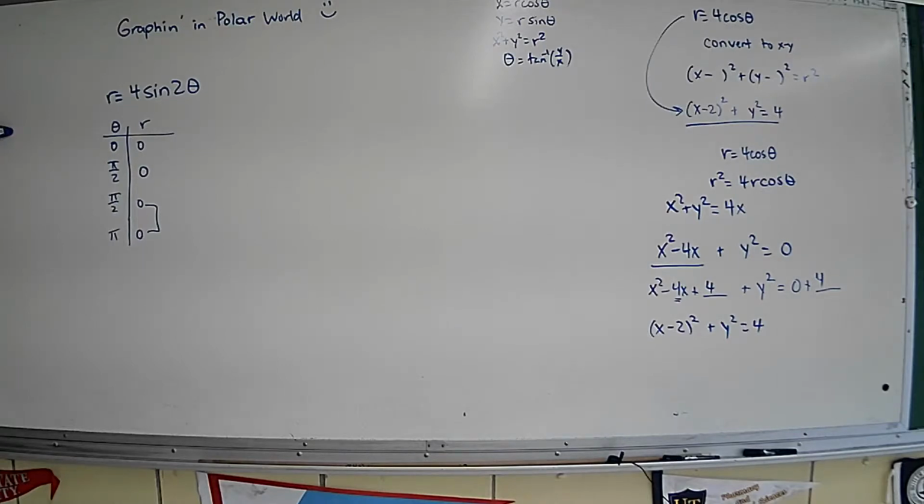So from pi over 2 to pi, where's the graph, Mia? It's in the fourth quadrant. But isn't pi over 2 to pi in the second quadrant? Yes? So what does r have to be during pi over 2 to pi? Very good, negative.